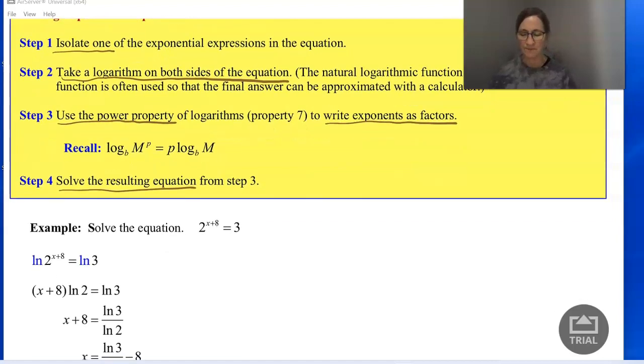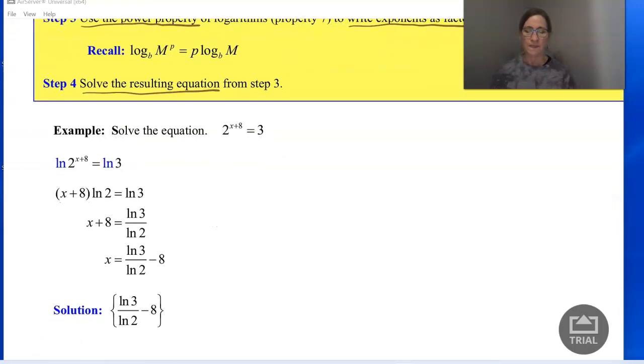Okay, here we go. So I'm going to, on the right, do this example, but instead of using a natural log, I'm just going to use the common log. All right? And I'm going to show you that it doesn't matter whether you use natural log or common log, you get the same answer. So I'm going to write log. First step is to take a log of both sides. So log 2 to the x plus 8, okay, equals log 3.